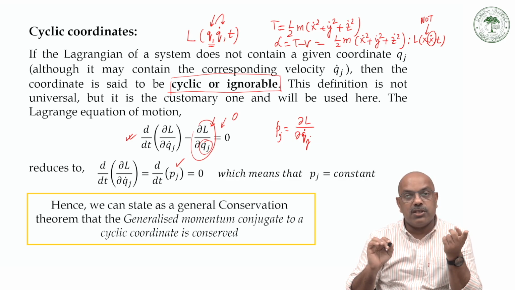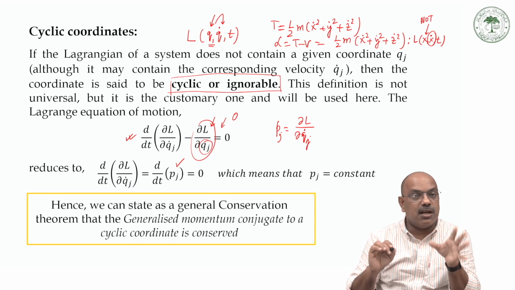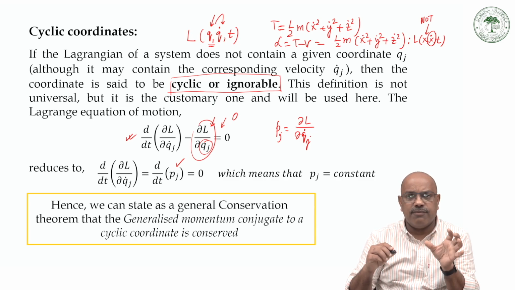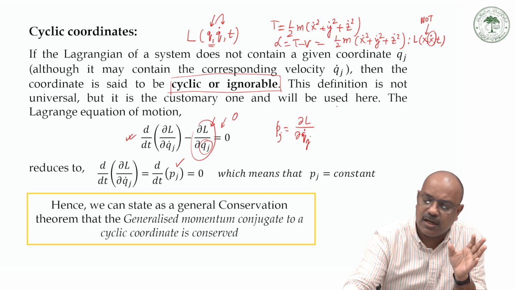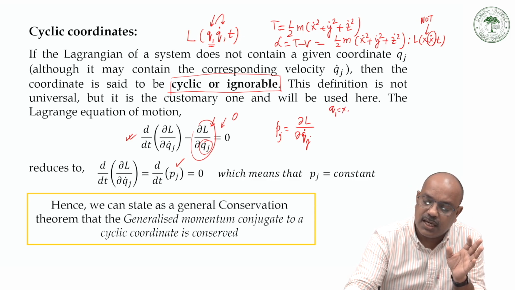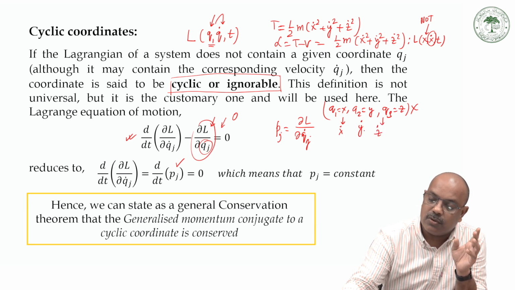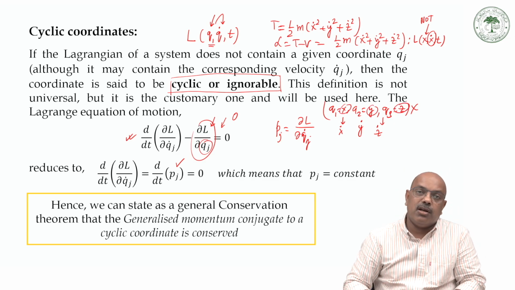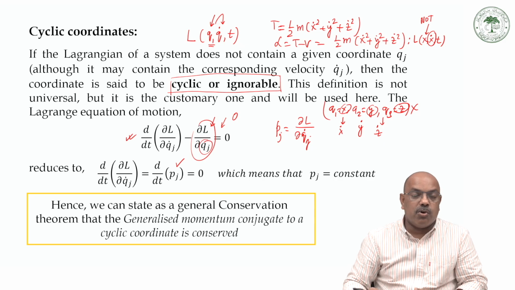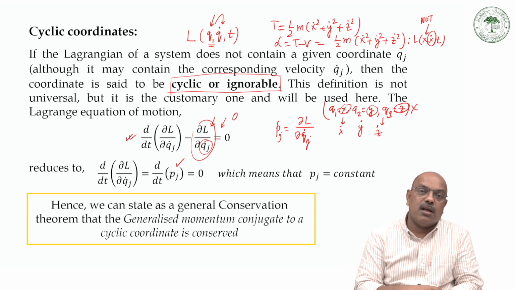So x is the generalized coordinate, in case of x, y, and z, because now you have three generalized coordinates here. q1 is x, q2 is y, and q3 is z. All these three are not present, but the corresponding generalized velocities are present. So x, y, and z in this case are the cyclic or ignorable coordinates, and the corresponding momenta is going to be a constant of motion.